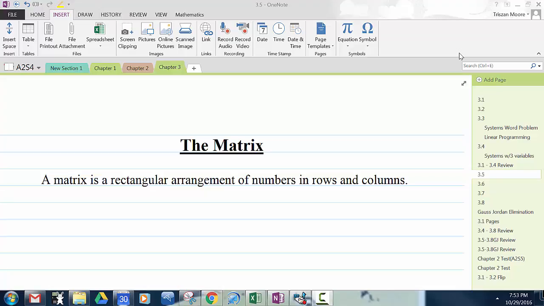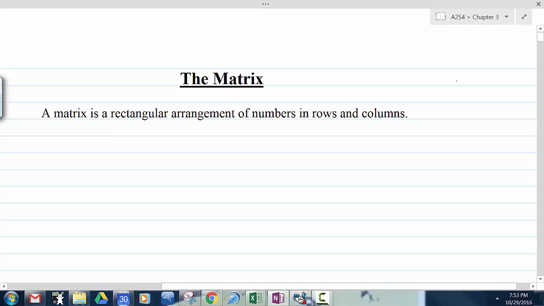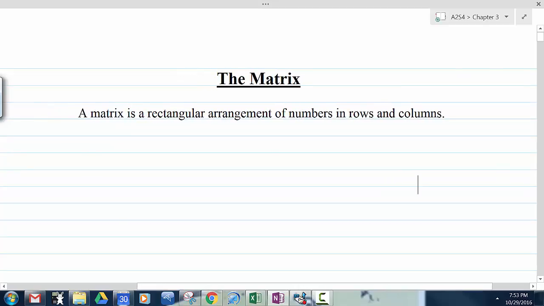Now that we've dealt with systems for a while, let's talk about the matrix. Now, the matrix is not as interesting as it kind of shows or kind of says right here. All a matrix is, is a rectangular arrangement of rows and columns. An arrangement of numbers. Well, it doesn't have to be numbers, it can be objects. Usually numbers, but it doesn't have to be.